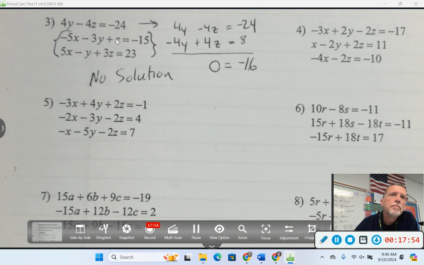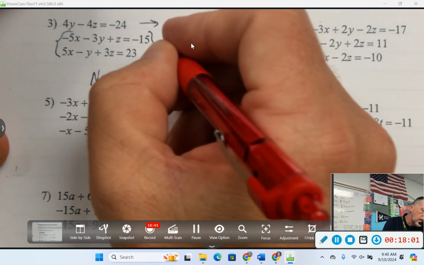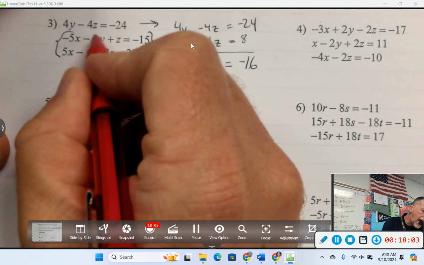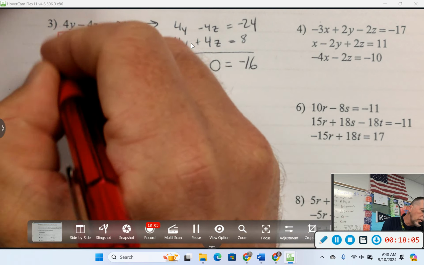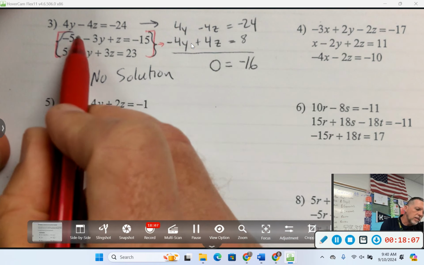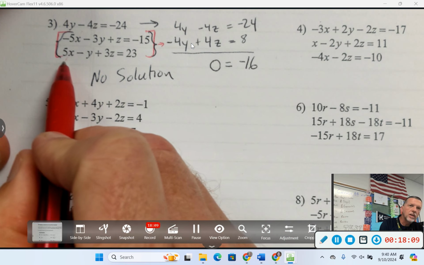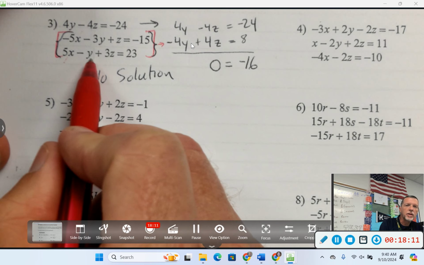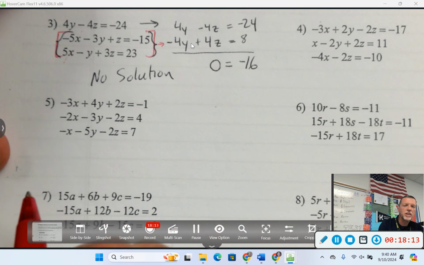What was that? I added these two equations because I knew the x's would go away. So there's my negative 4y and my plus 4z.